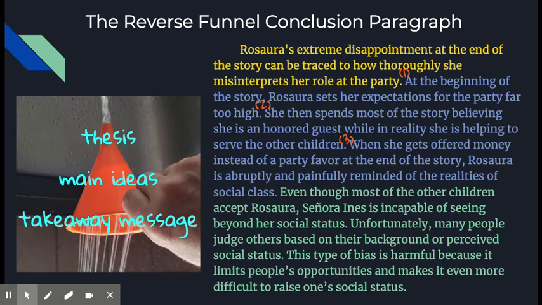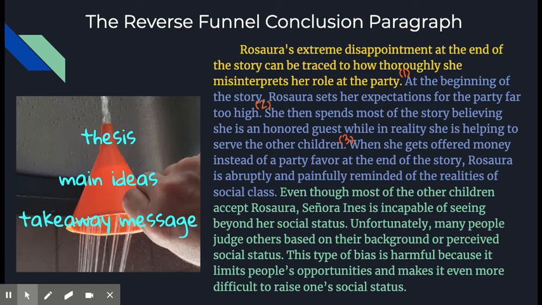Then I'm going to go through my main ideas to remind my readers of how I proved that. At the beginning of the story, Rosara sets her expectations for the party far too high. She then spends most of the story believing she is an honored guest, while in reality, she is helping to serve the other children. When she gets offered money instead of a party favor at the end of the story, Rosara is abruptly and painfully reminded of the realities of social class. Just like in my introduction, each one of those main ideas roughly corresponds to one of my body paragraphs in the essay.